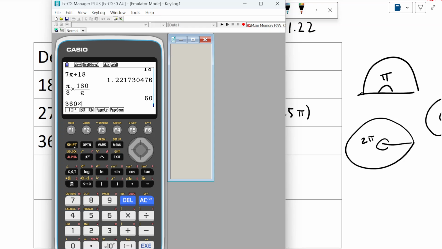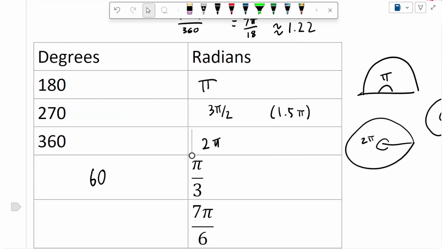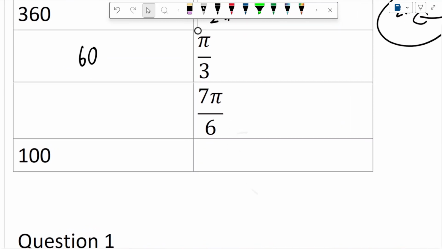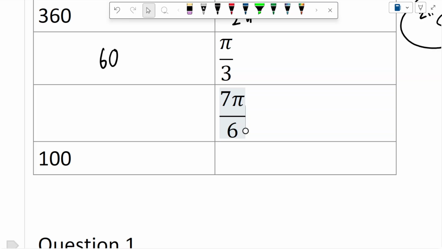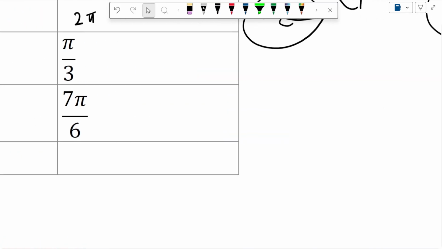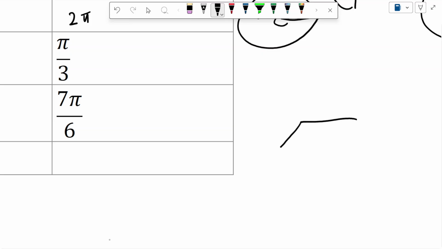I should also mention that for something like 360 degrees, you can absolutely use your conversion table. Pi over 180 is what you times it by to get into radians, and we can see that it is 2 pi, like what I said. Now 7 pi over 6: if we want to do that, we times it by 180 over pi. That should get us back into degrees. It's 210. So it would look something like that.